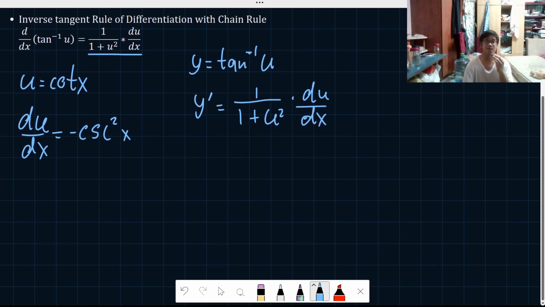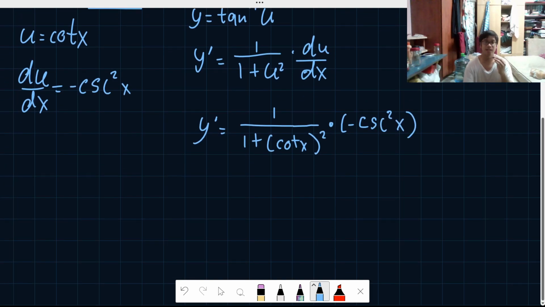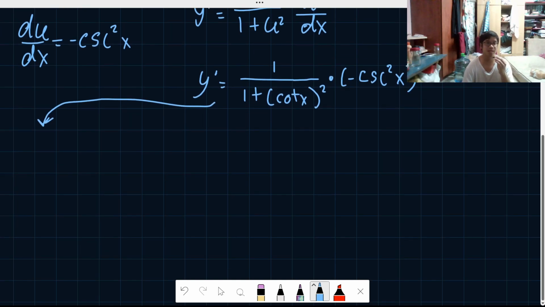Then let's bring back the letter u and substitute du all over dx. Remember that our u is cotangent x. So we will have 1 plus the square of cotangent x. Wait, let me just fix this one. There we go. Times du all over dx, or the derivative of u, which is negative cosecant squared x. Then let's combine them together. Let me put the solution here so that we can occupy more space.